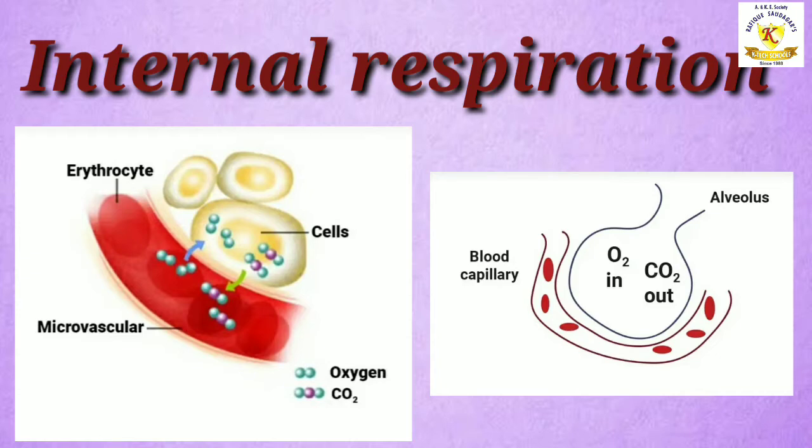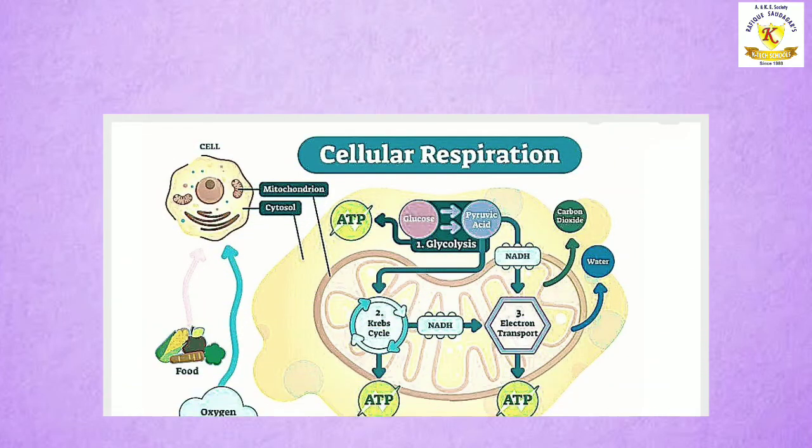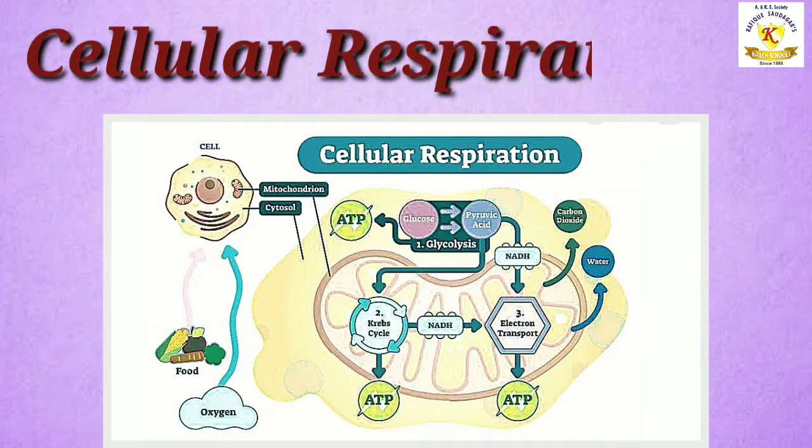Exchange of gases between cells and tissue fluid is called internal respiration. Oxygen moves from the blood into tissue fluid and carbon dioxide moves from the tissue fluid into the blood. Got it? Now the next is cellular respiration.